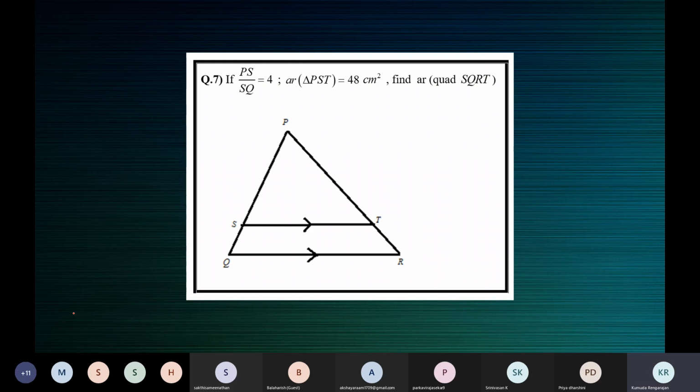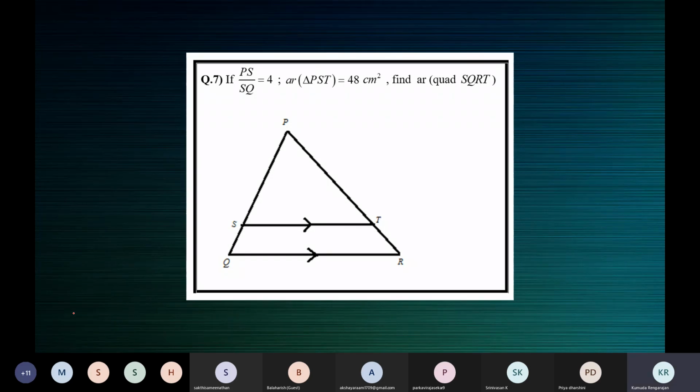See, children, the idea is like this. We know the area of triangle PST. So you can find the area of the triangle PQR. You know PST, so you can find PQR. PQR minus PST is SQRT.